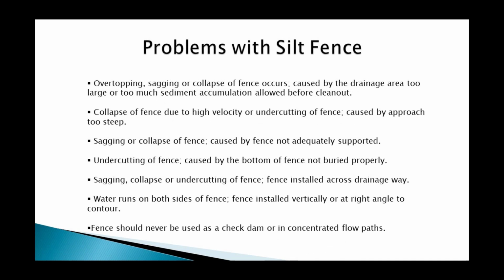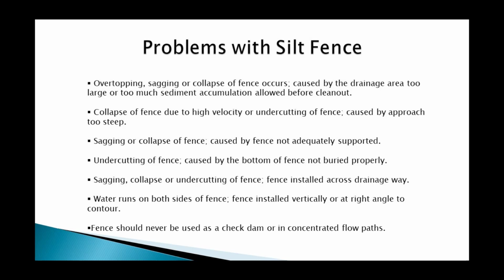Some of the problems with silt fence that we've seen are overtopping, sagging, or collapse of fences caused by drainage areas too large or too much sediment accumulation allowed before clean out. Another item is collapse of fence due to high velocity of runoff, or undercutting of fence caused by the approach being too steep on steep slopes. Sagging or collapse of fence caused by fence not adequately supported, or undercutting of fence caused by the bottom of fence not buried properly.